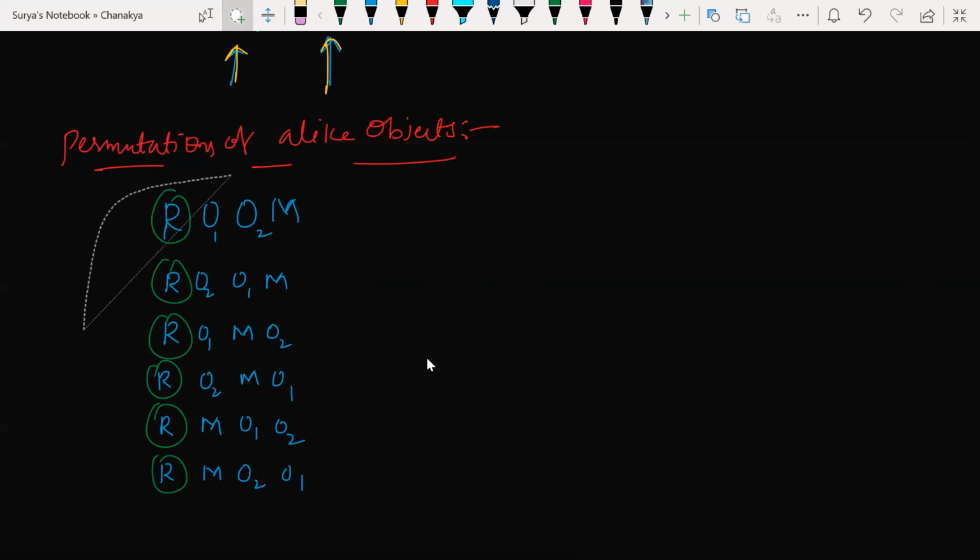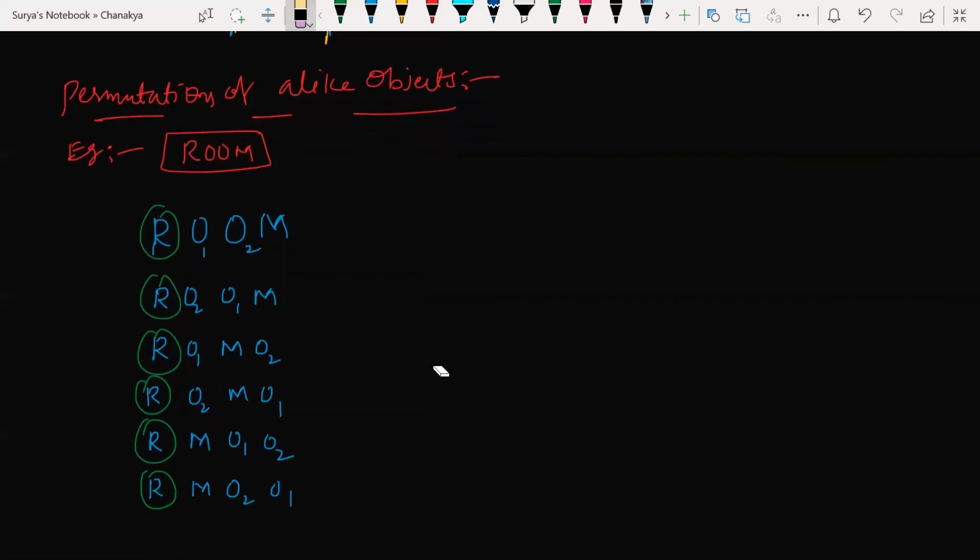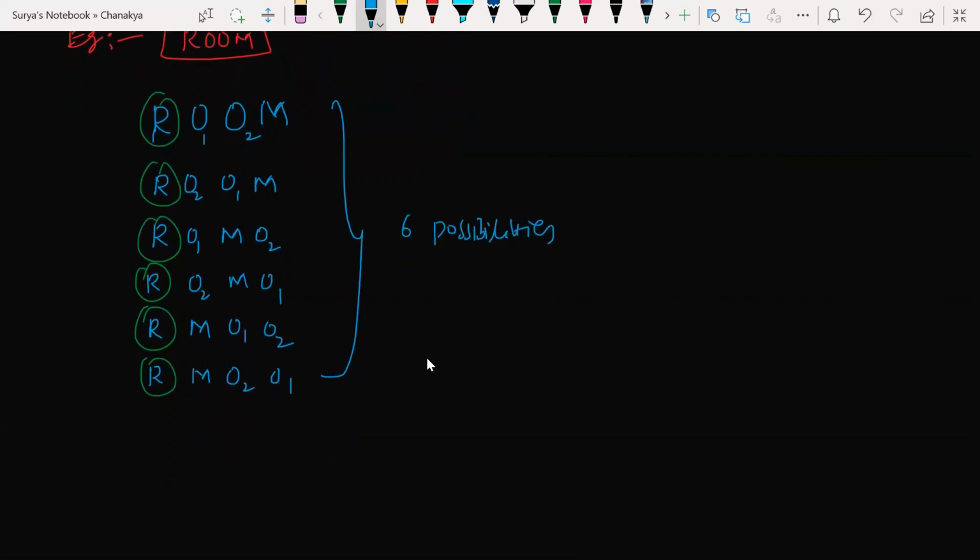Look at this here, there is a word called room. Example. See, the word starting with R, how many possibilities? Six possibilities. Is there any other possibility other than this? No, it is not possible. So word starting with R is total six possibilities. Similarly, word starting with O1, six possibilities. Word starting with O2 also six possibilities. Word starting with M also six possibilities.